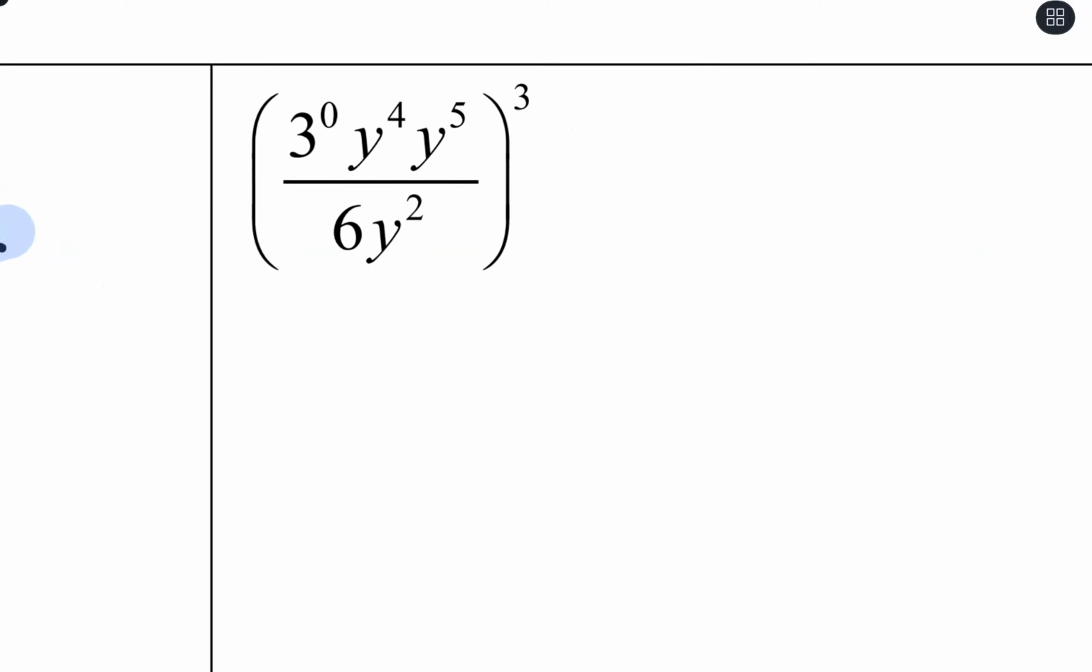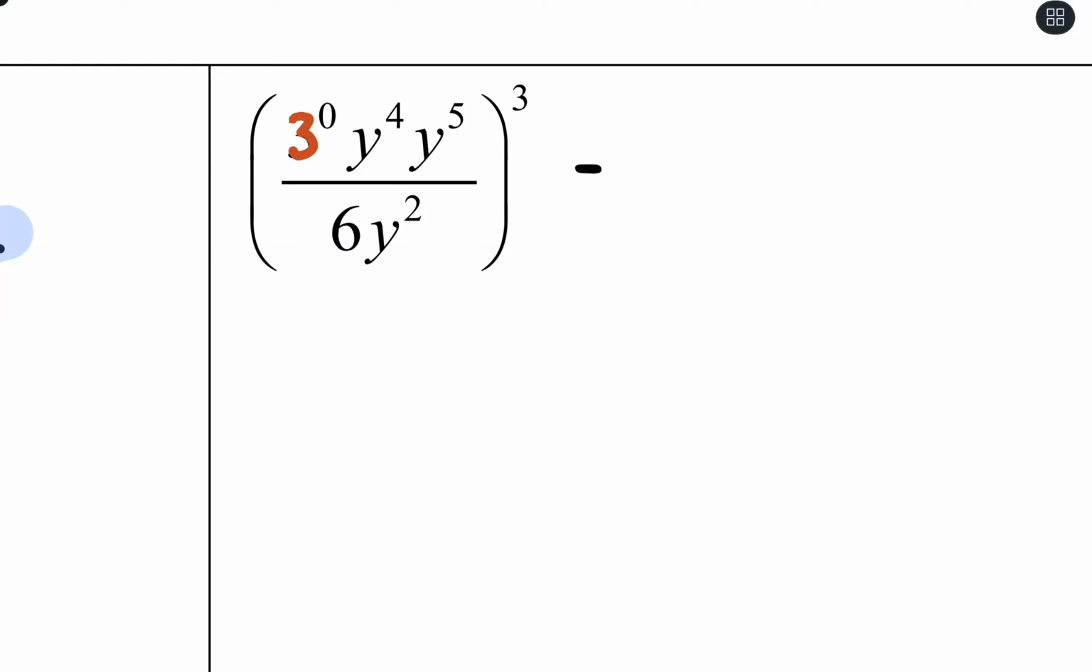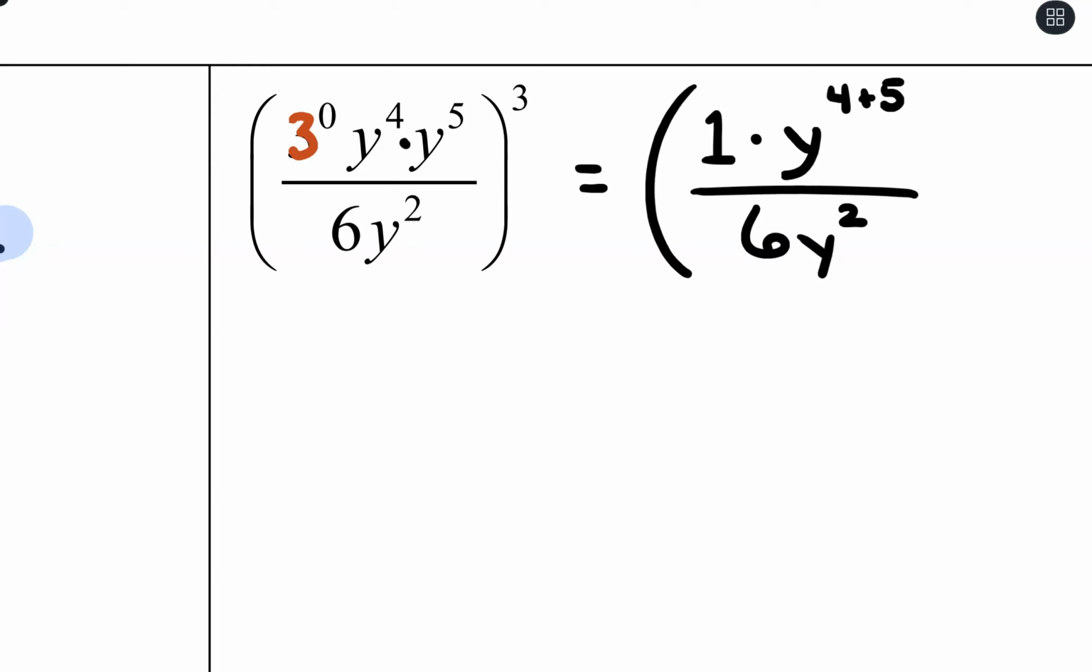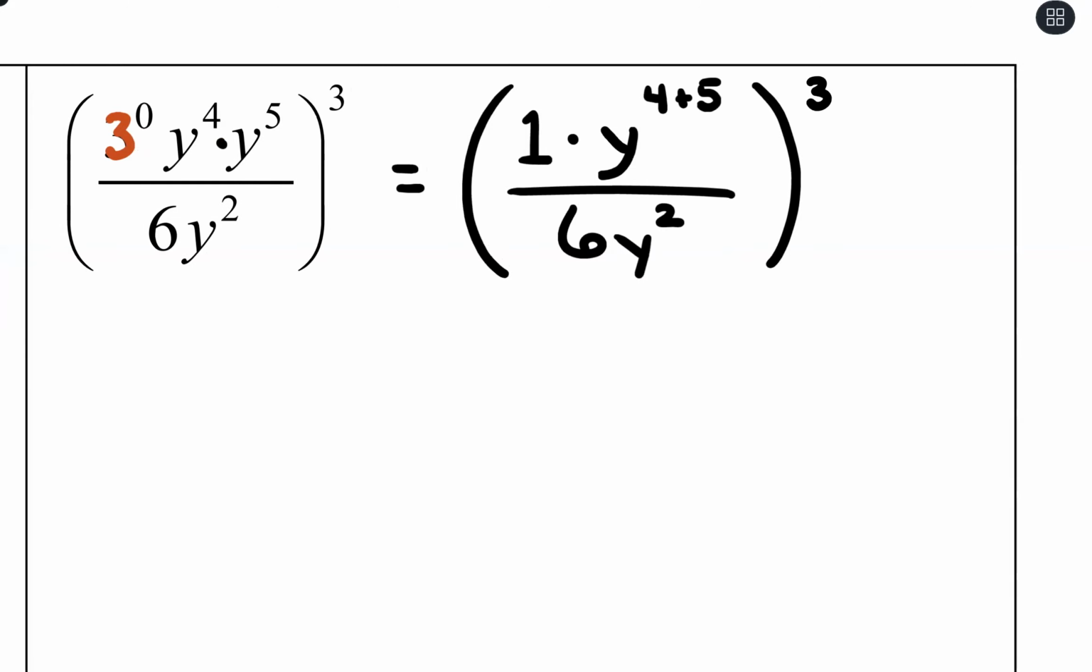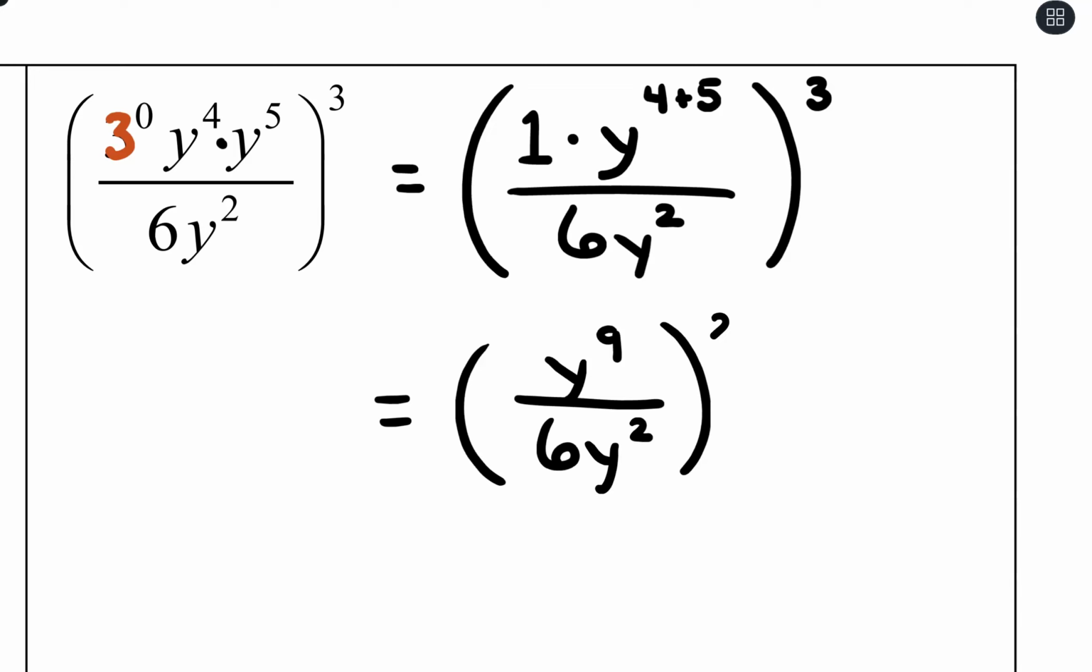All right, good mixture here. What I'm going to do first is completely simplify the numerator, completely simplify the denominator. So before I use that exponent of 3 on the outside, I'm looking inside here. So that exponent of 0 is just on that 3 right there. So what I'm going to do is rewrite this, where that just turns into a 1 times, and then y to the 4th times y to the 5th. I can combine those by adding the exponents. All over 6y squared, and we will be cubing everything. So that'll be y to the 9th over 6y squared, and that's all being cubed.